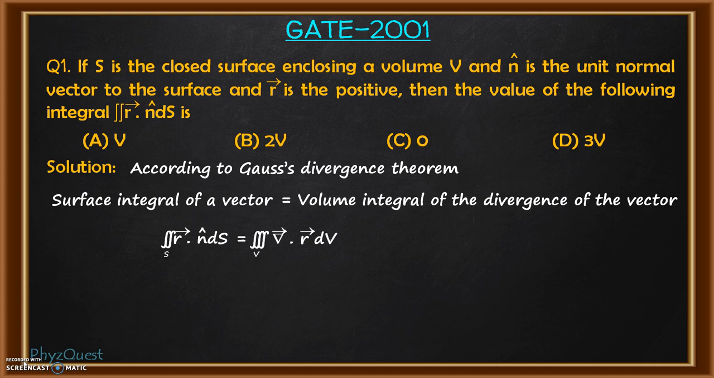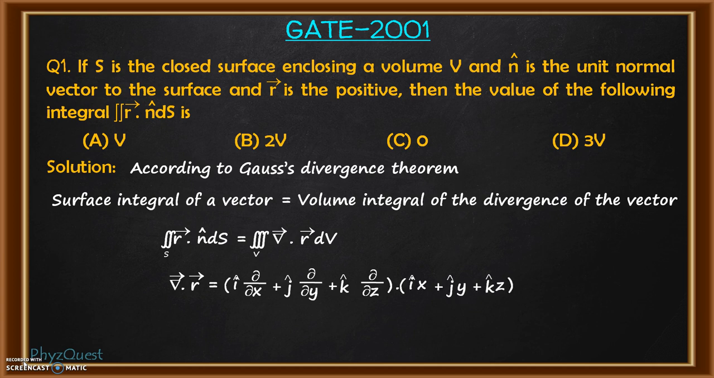In order to find the value of the integral, we have to find the value of del dot r. So del dot r is equal to, the del vector is i cap del by del x plus j cap del by del y plus k cap del by del z, dot i cap x plus j cap y plus k cap z, which is equal to del x by del x plus del y by del y plus del z by del z. All three components have value 1. So this is 1 plus 1 plus 1, which is equal to 3.